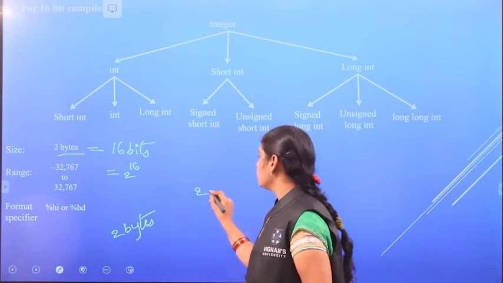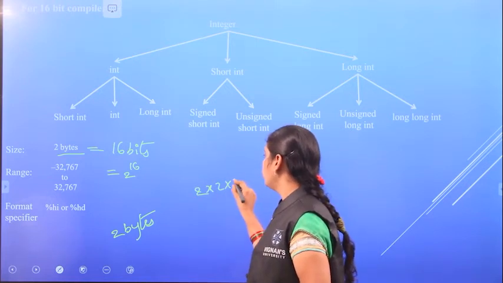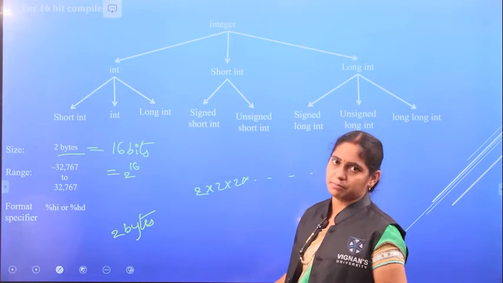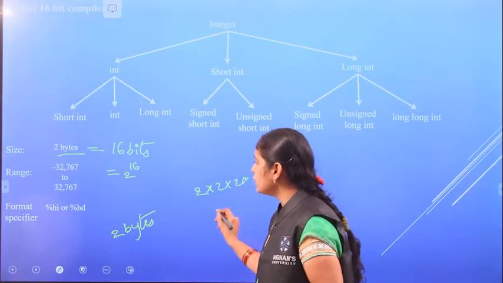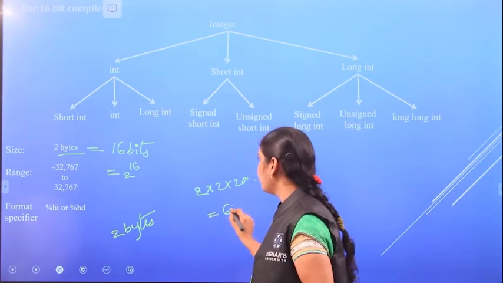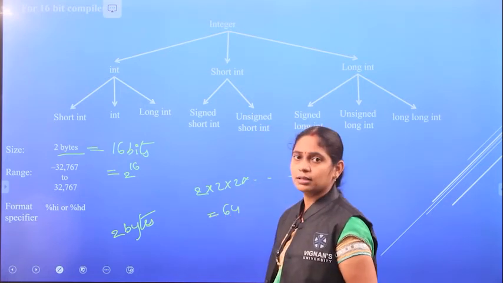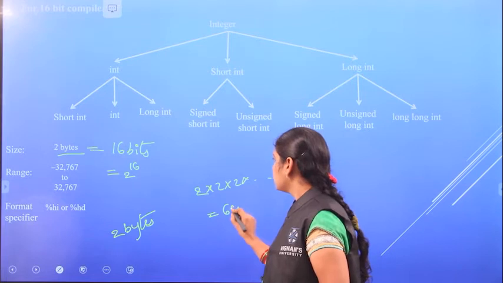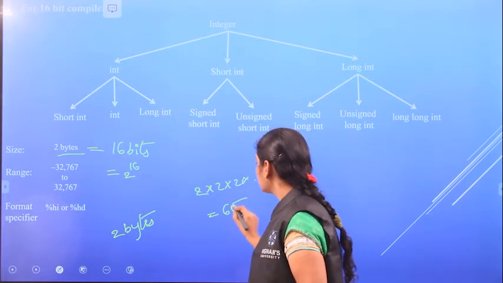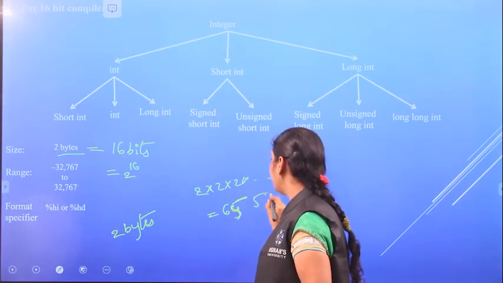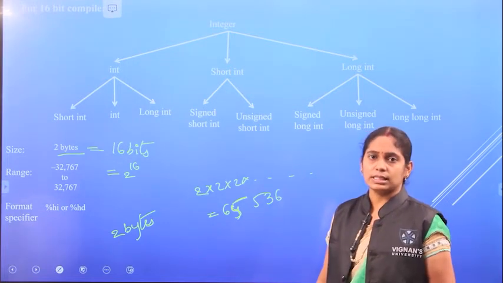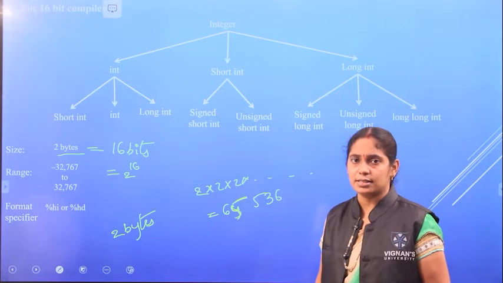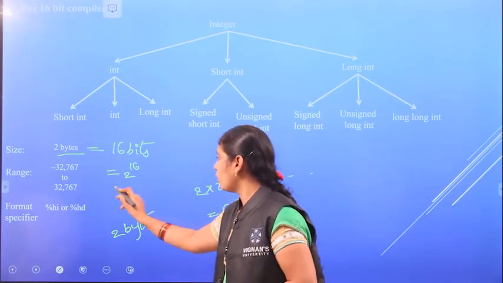Likewise, 2 multiplied 16 times, 2 power 16, which equals 65,536. This is the value of 2 to the power of 16.